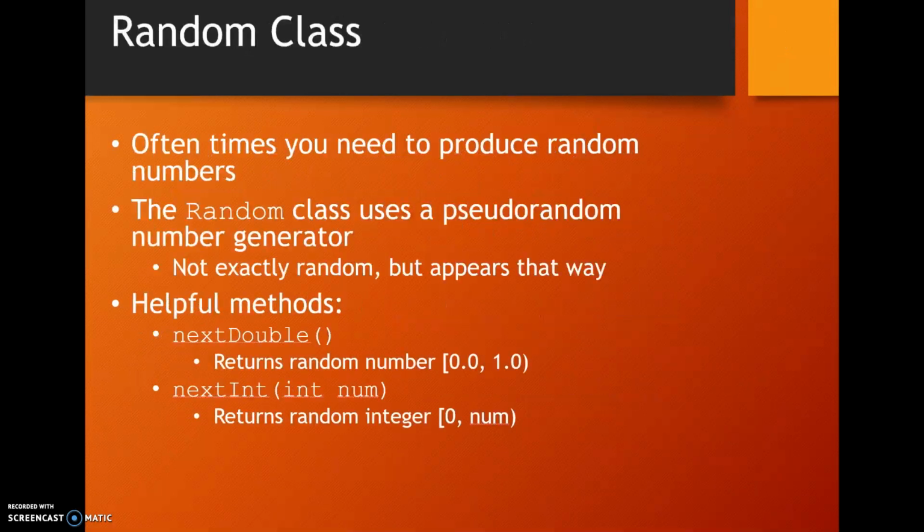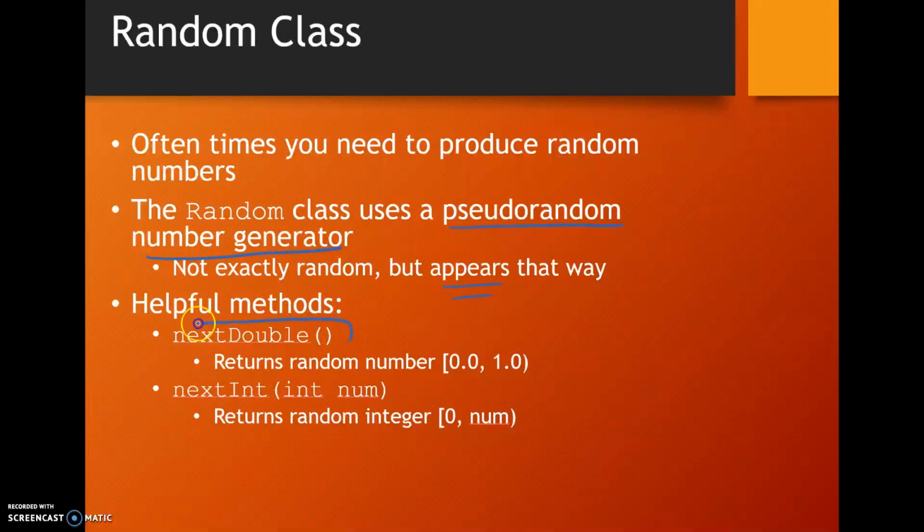Okay, so let's talk about the Random class. The Random class is used for us to generate random numbers. Now, it is said that the Random class uses a pseudo-random number generator, and that's because it's not exactly random, but it sure appears that way. If you were to generate hundreds of thousands of numbers, you would start to see a pattern among them, but for most purposes, the Random class does the job for generating a random number.